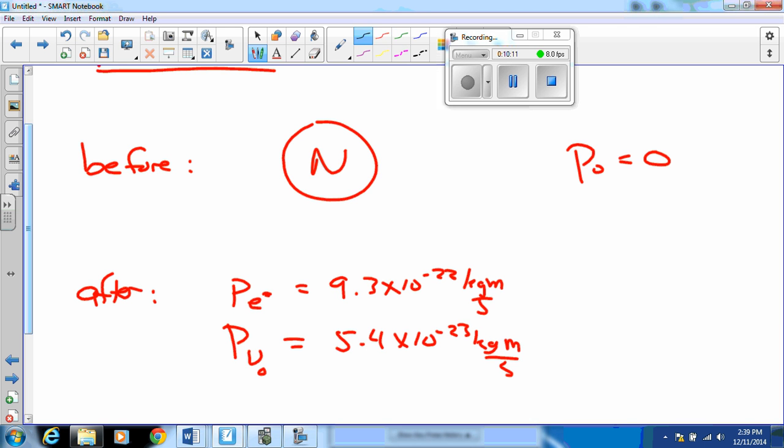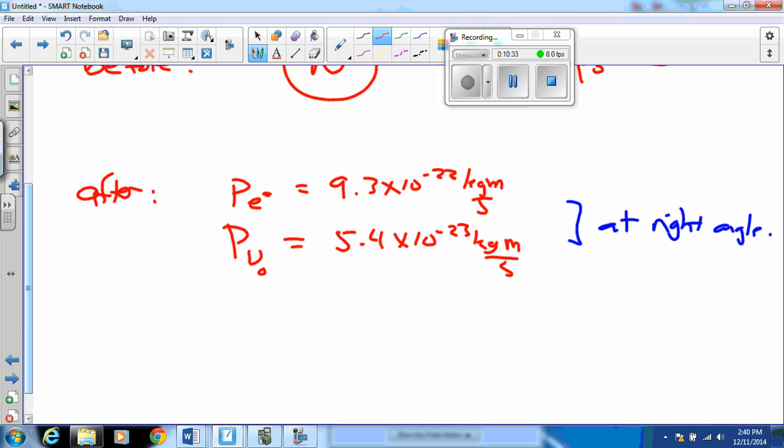And we're also told one more thing. These two are at a right angle to each other. That's what we're told. And now they ask, what is the momentum of the nucleus after this event? The trick is just to draw it correctly. And once we draw it correctly, it'll be easy.